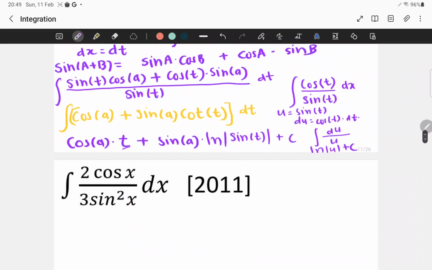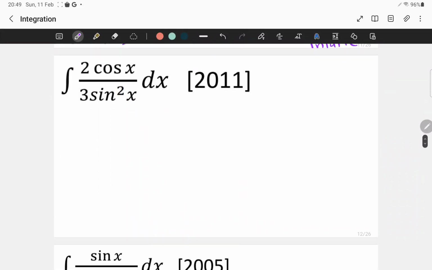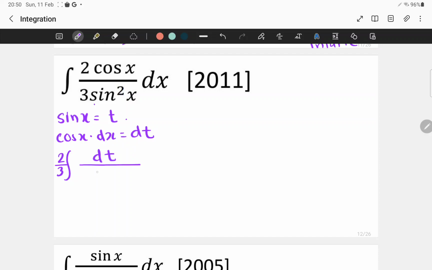Let's dive into the next problem. When you see you have a function and its derivative, then always put sin of x as t, and the derivative of sin x is cos x dx equals dt. So 2 by 3 is a constant, I will take it out. Cos x dx is dt and sin x is t square. So this is simple now.